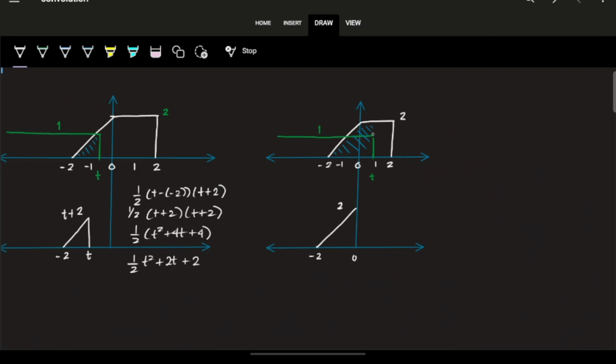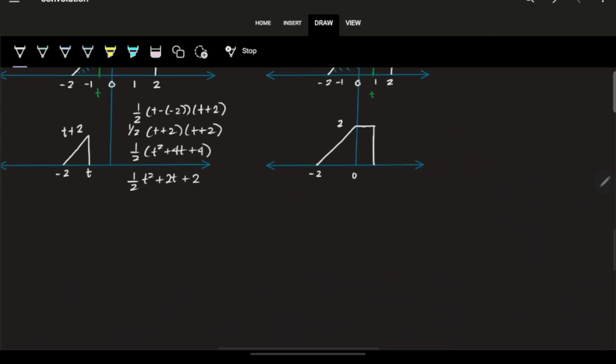Now, dito tayo magkakaroon ng additional shape. So, beyond 0 but before 2, let's say nandito. With the amplitude of 2, we have a triangle plus a rectangle. So, we have 1/2 base times height. Height is 2, base is also 2, so cancel. So, this is 2 plus this one.